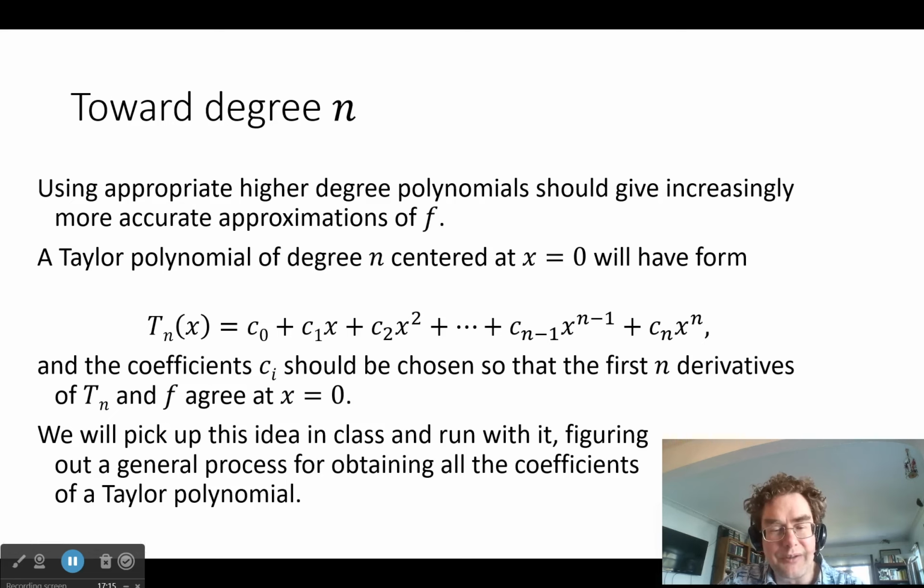But how do we find all those coefficients? Taking it one by one could be a long and tedious process, so we'll try to speed up that process into more of a little bit like an assembly line kind of thing. So we'll see how to do that in class, and we'll see you there.